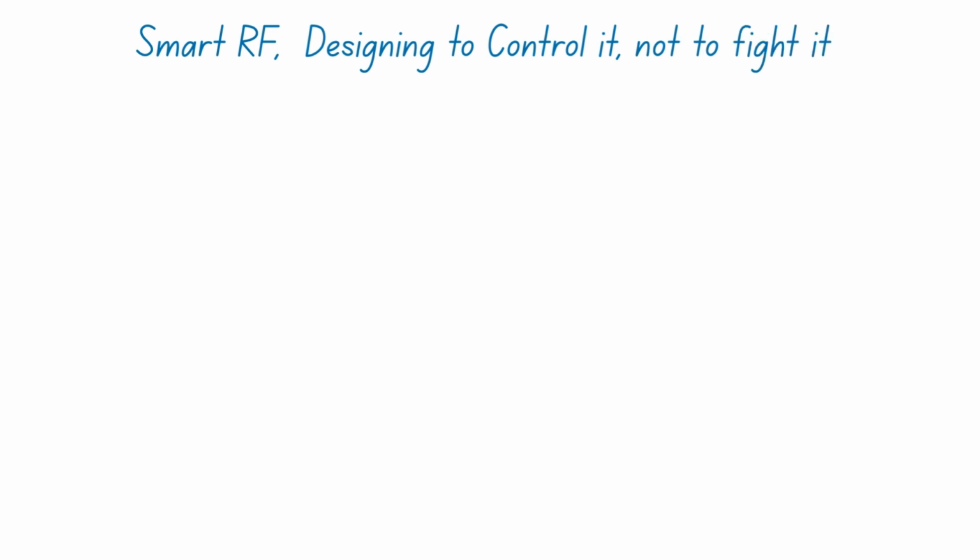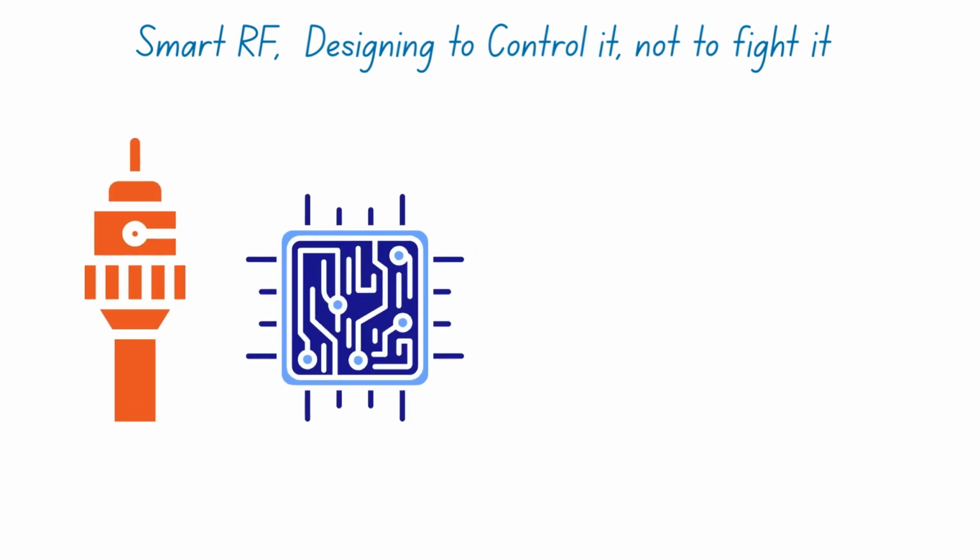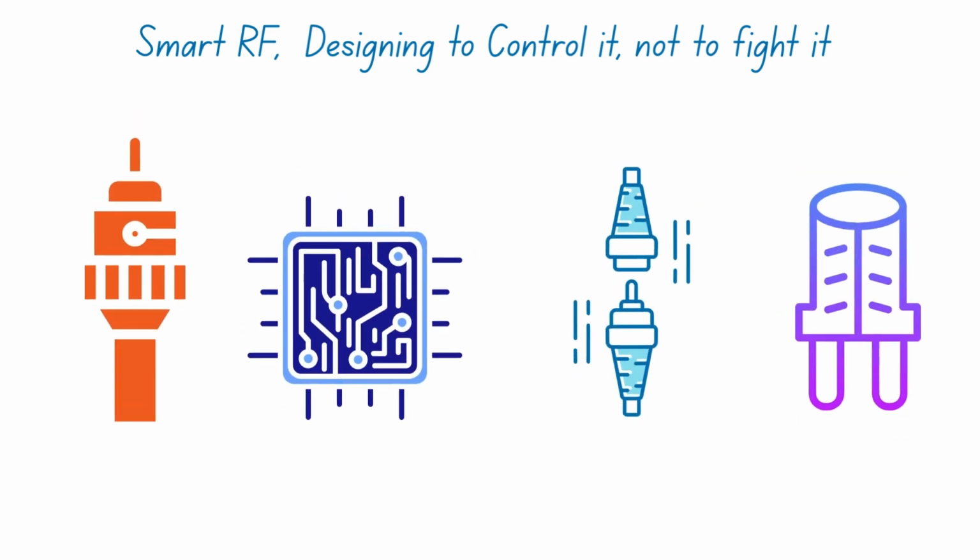This is why RF feels like black magic to beginners, because you're not designing wires, you're designing field geometry, spacing, dielectric, planes, shields, bends, connectors. Once you accept that, you stop fighting RF and you start controlling it.